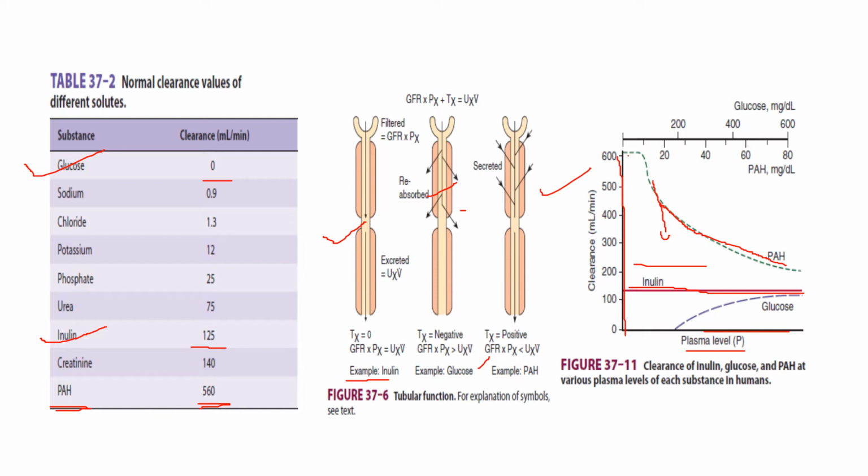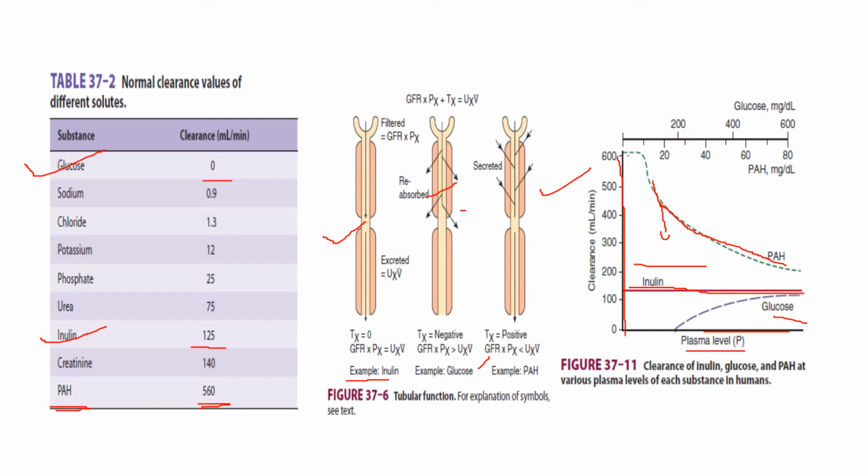Conversely, we can see here another finding, that is the clearance of glucose. It is essentially zero. We know that clearance of glucose is zero at plasma glucose levels below the renal threshold. But above that threshold level, you can see the clearance of glucose is rising.